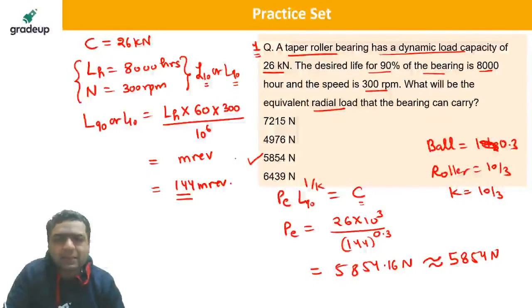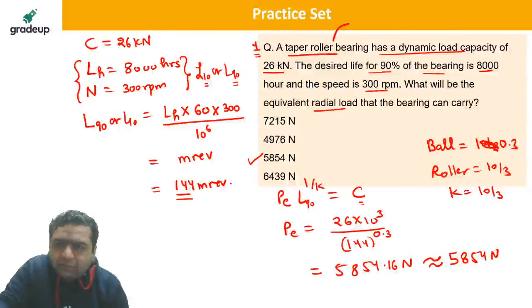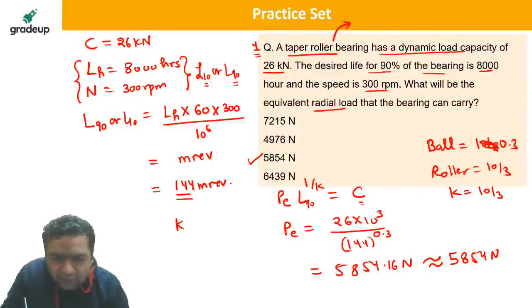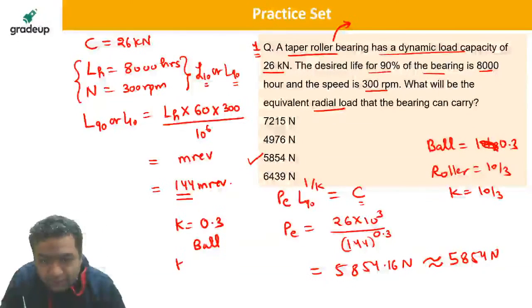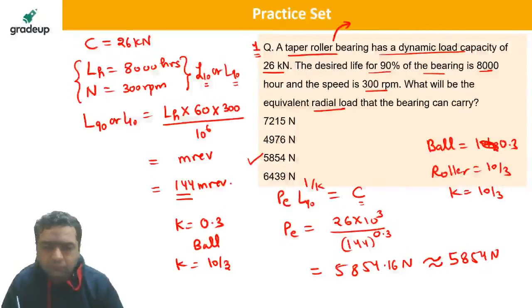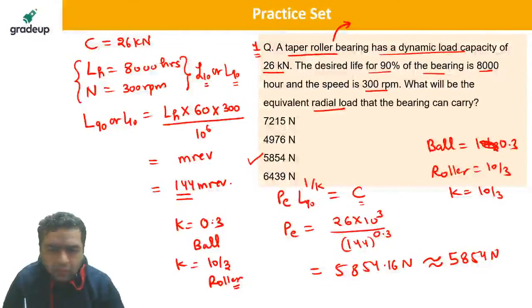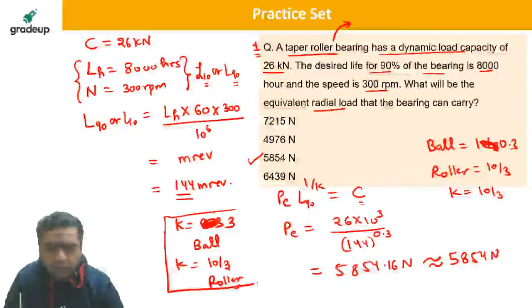So guys, this is the type of question which is asked more. The K value is 3 for ball bearing, and the K value is 10 by 3 for roller bearing.